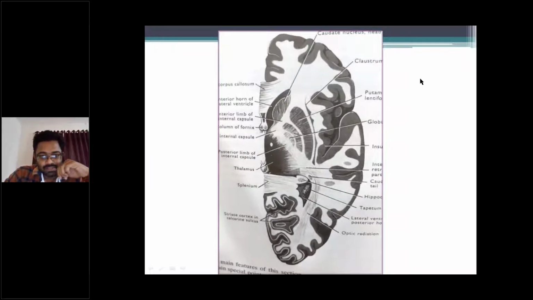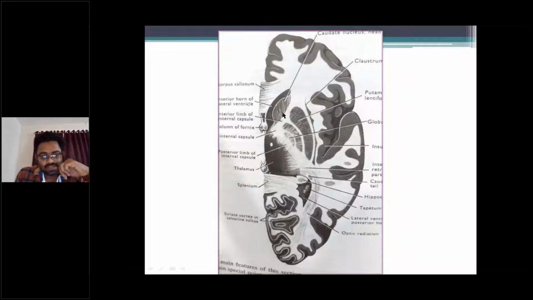So in this picture, identify here: this is the anterior limb, this is the genu, and this is the posterior limb of the internal capsule. Anterior limb, genu, and posterior limb of internal capsule.